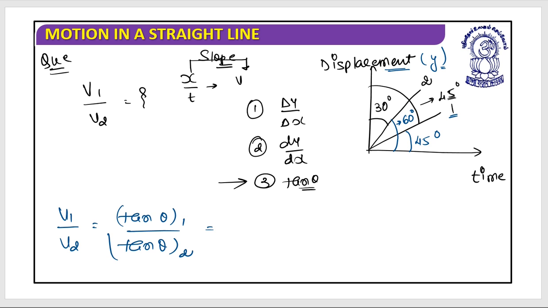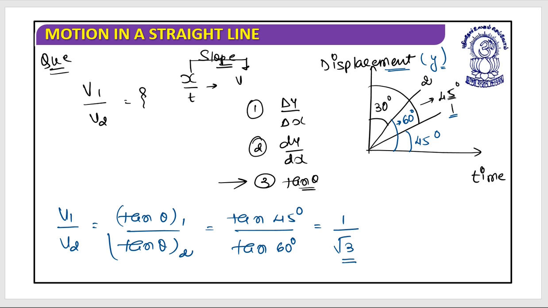Are you sure? Are you done with this? Yes. So now what is tan theta 1? It is tan 45. What is tan theta 2? It is tan 60. Now can you write down the values? Tan 45 is 1. And what is tan 60? Yes, it is root 3. So this would be the answer. Are you done with this? Are you sure?